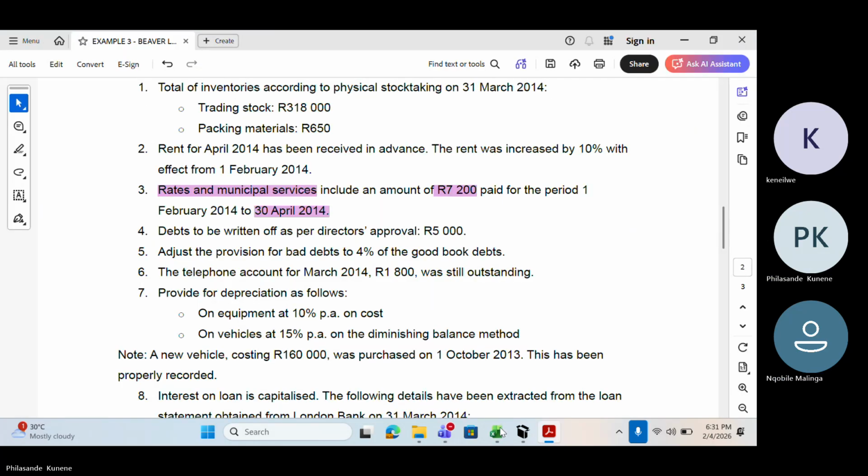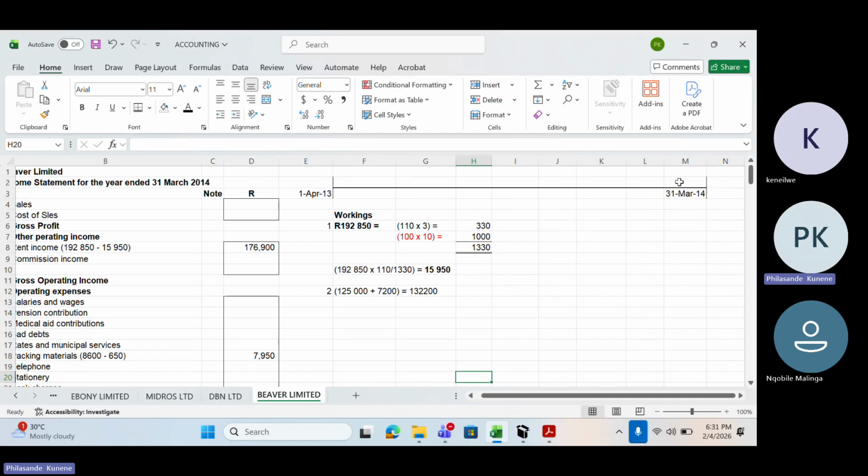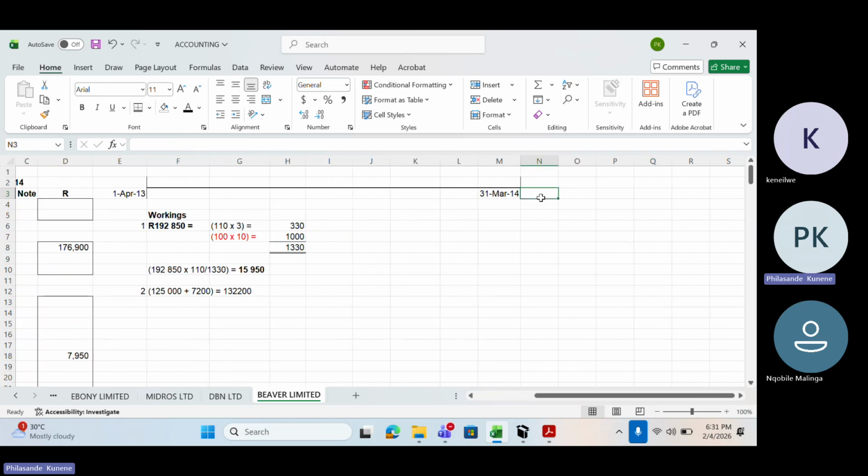Yes, it makes sense. Now, are we not supposed to exclude the amount of April 2014? Because April 2014 is outside our accounting period. If you look here, we said our accounting period ends on the 31st of March 2014. So anything that says April 2014 is outside our accounting period. Are we not supposed to exclude it from that 7,200 and deduct it from 125,000?